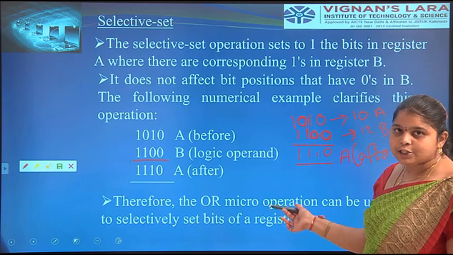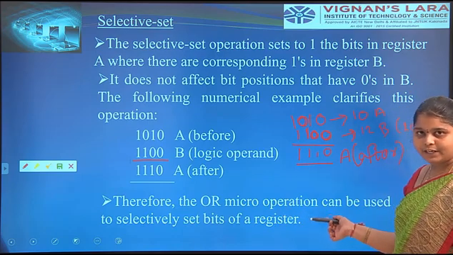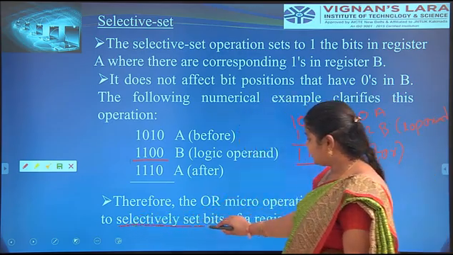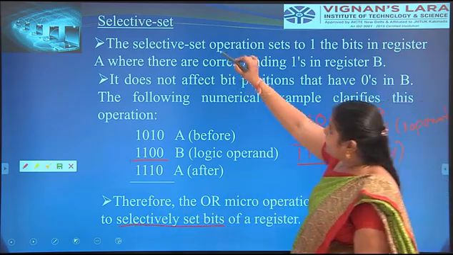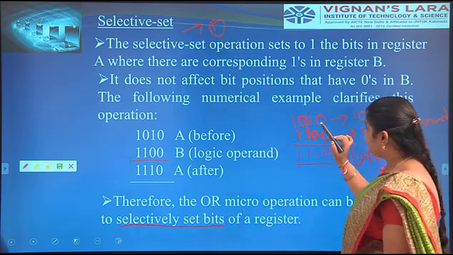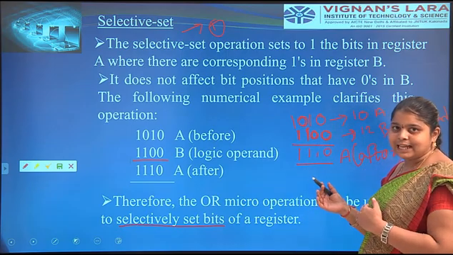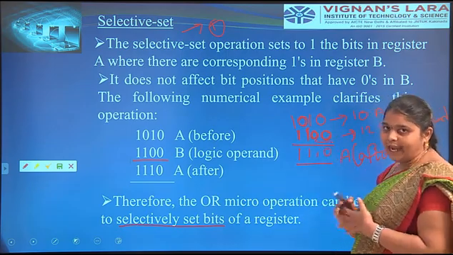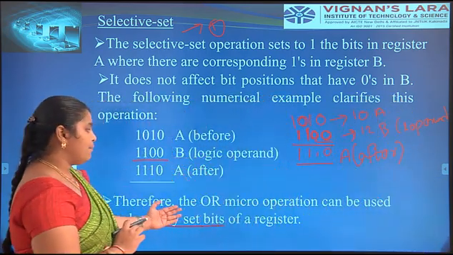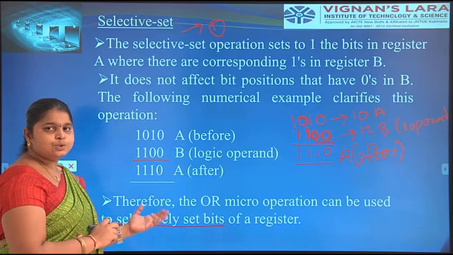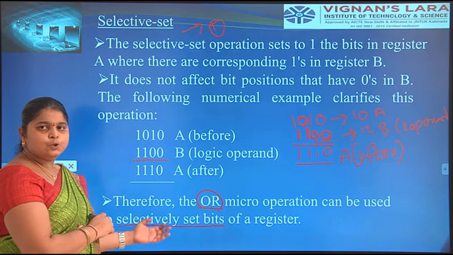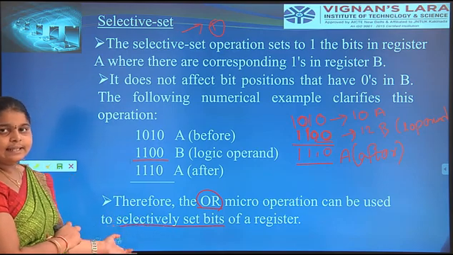Therefore, this operation is known as the OR micro operation. It is used for selectively setting bits of the register. Selective set means, as already discussed, set means 1. Where the B register has 1, we change the A bits to 1. The 0 values do not change. This is known as the selective set. Set means 1, and the OR micro operation can be used to determine the selective set in the register.